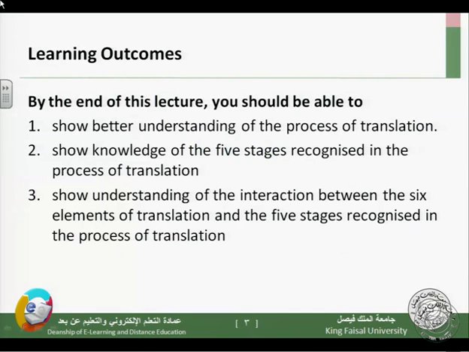Now, as usual, let's go through the learning outcomes. It's very important to make sure that you come out of this class with clear objectives, with achievements of the purpose of this lecture. You need to show some kind of understanding of the process of translation, and you should show knowledge of the 5 stages recognized in the process of translation. In addition to that, you need to show understanding of the interaction between the elements of translation with the 5 stages recognized in the process of translation. So by the end of this lecture, let's hope you will be happy with yourself, saying to yourself, all right, I have achieved the learning outcomes of this lecture.